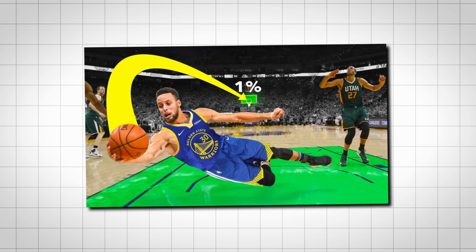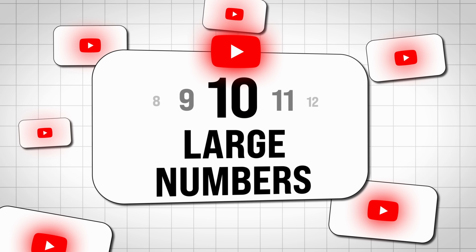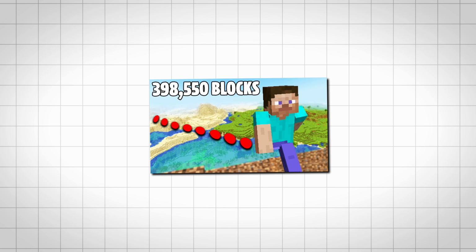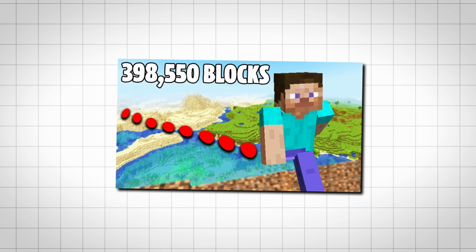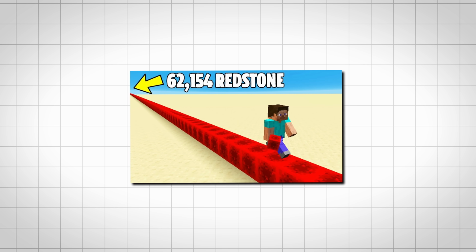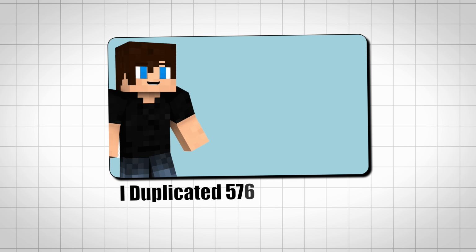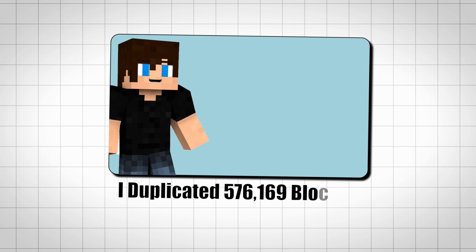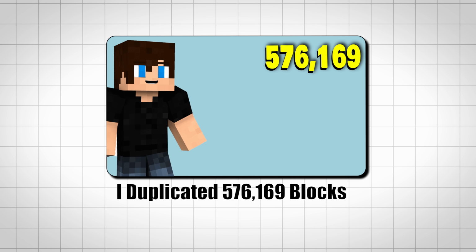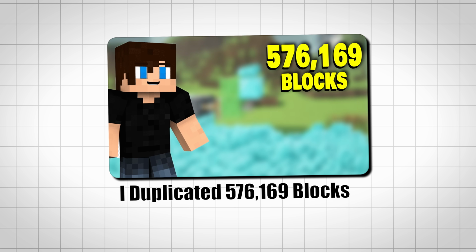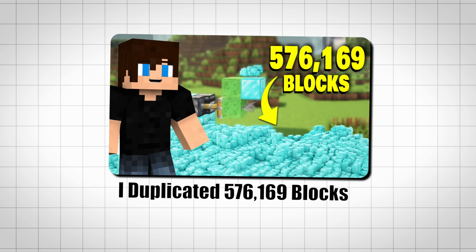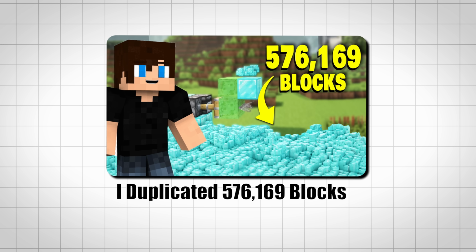Number 10, large numbers. I don't know what it is about large numbers, but for some reason it works really good, especially with younger audiences. This is where you often see a Minecraft YouTuber use an obscure number, like I duplicated 576,169 blocks. And now we see that number on the thumbnail with under it the multiplication of those blocks and a visual representation of the title, and that's what we use.